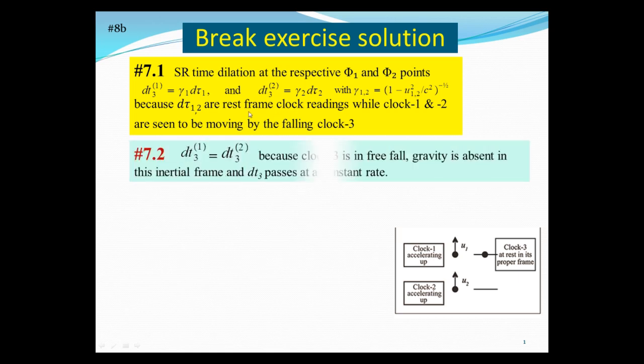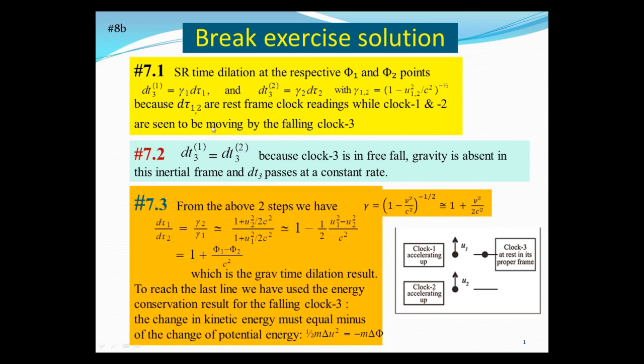Now the question is, how are T3,1 and T3,2 related? They are actually equal, because clock 3 is in free fall, so therefore gravity is absent in this inertial frame, and T3 passes at a constant rate, doesn't change. Okay, so therefore these two should be equal.